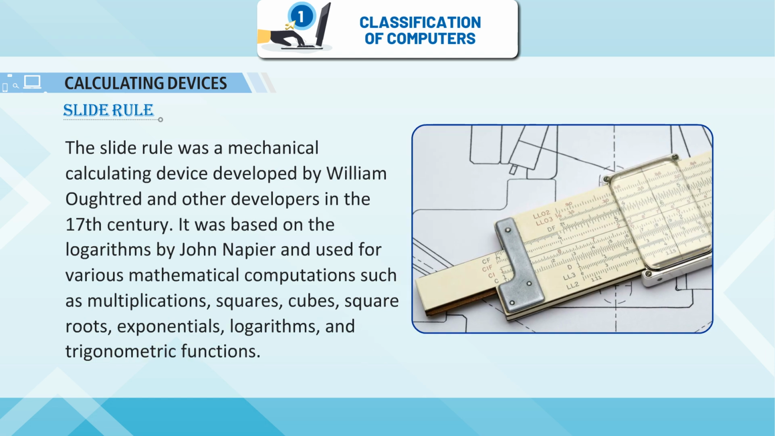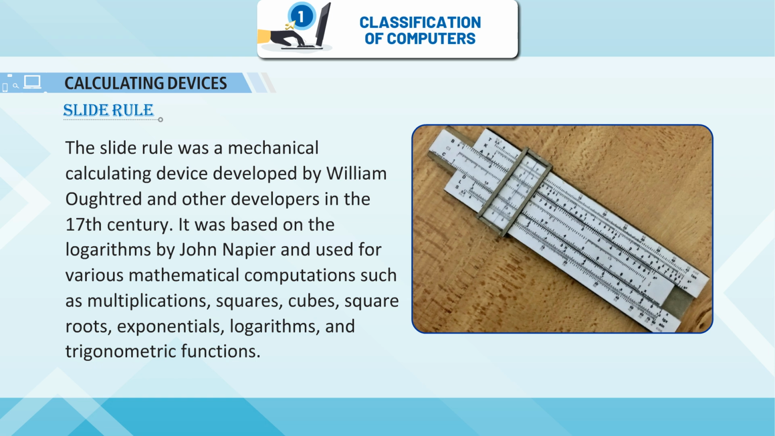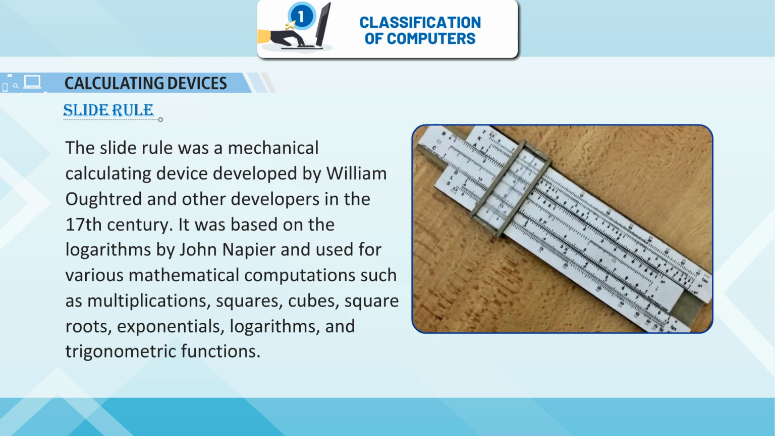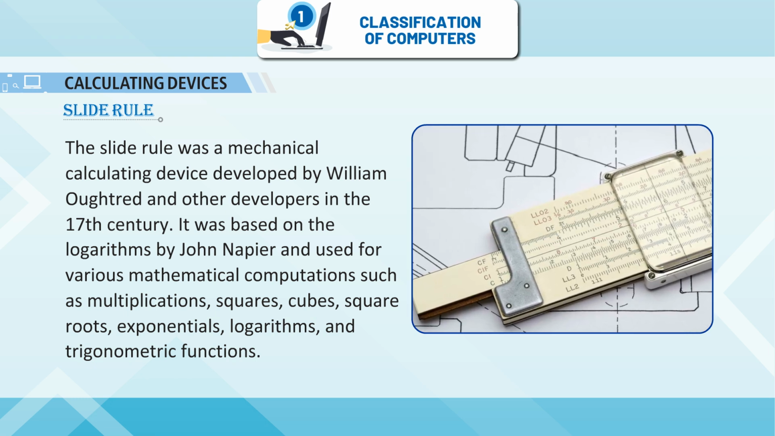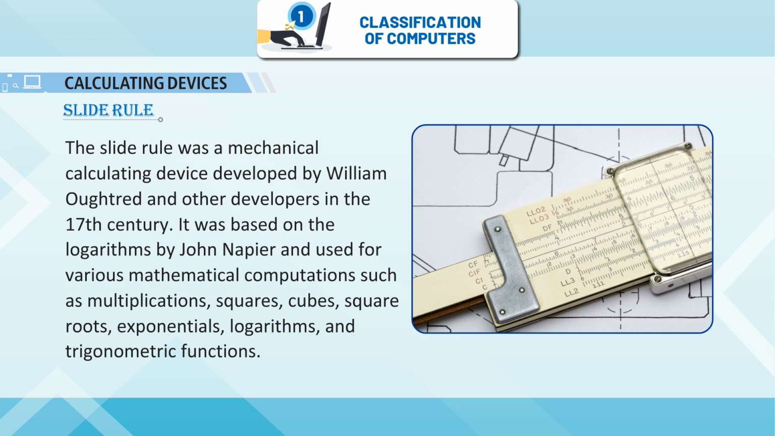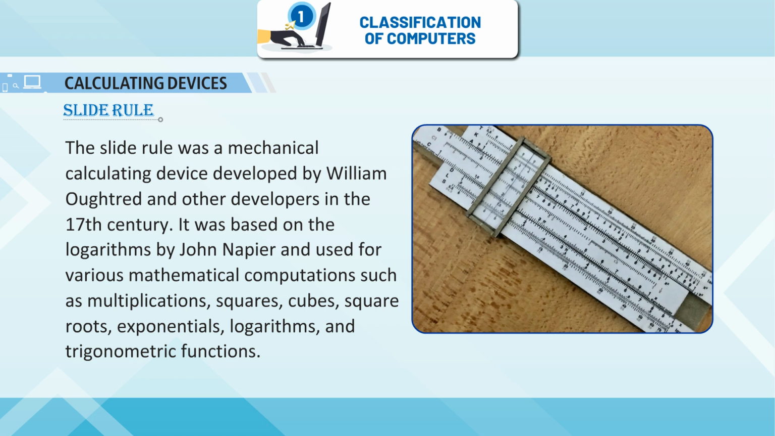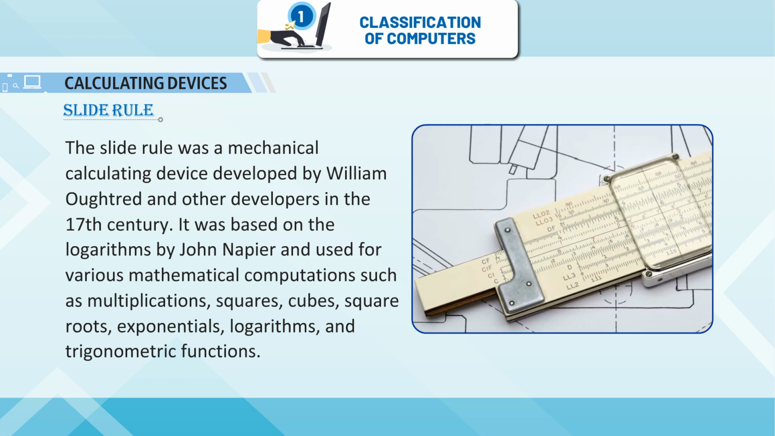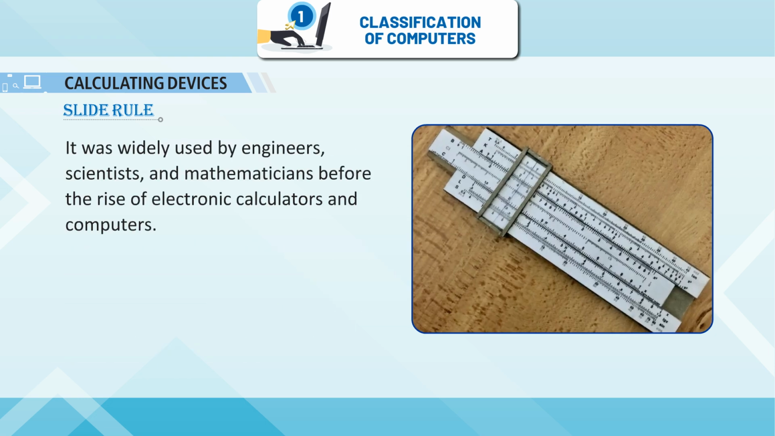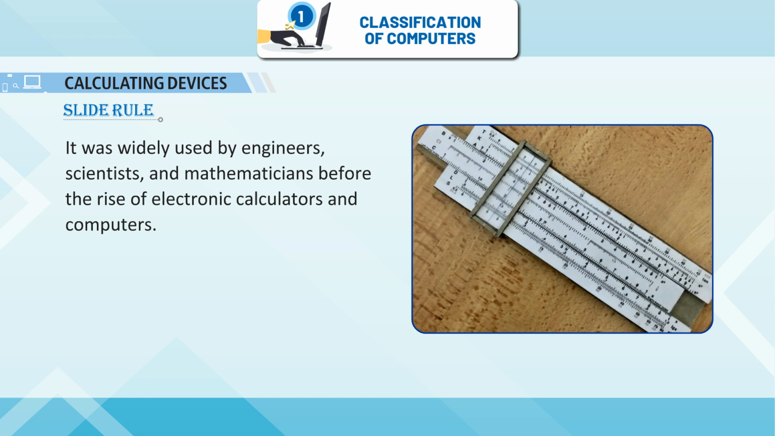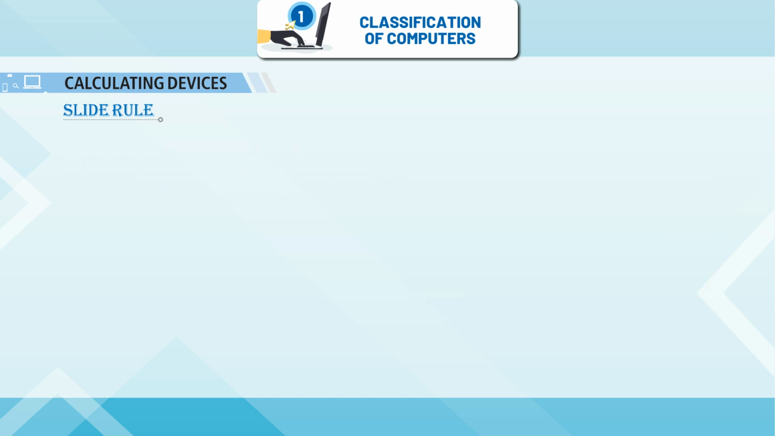Slide rule. The slide rule was a mechanical calculating device developed by William Oughtred and other developers in the 17th century. It was based on the logarithms by John Napier and used for various mathematical computations such as multiplications, squares, cubes, square roots, exponentials, logarithms, and trigonometric functions. It was widely used by engineers, scientists, and mathematicians before the rise of electronic calculators and computers.